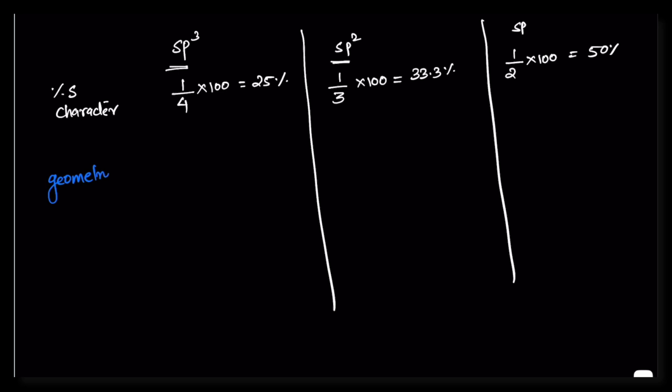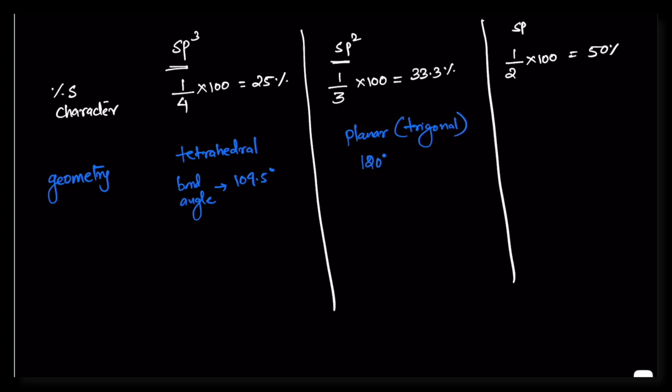The next part is the geometry. For sp3, we have a tetrahedral shape with a bond angle of 109.5 degrees. For sp2, the shape is planar and specifically a trigonal shape, and the bond angle is 120 degrees. And for sp, it is a linear shape and the angle is 180 degrees.